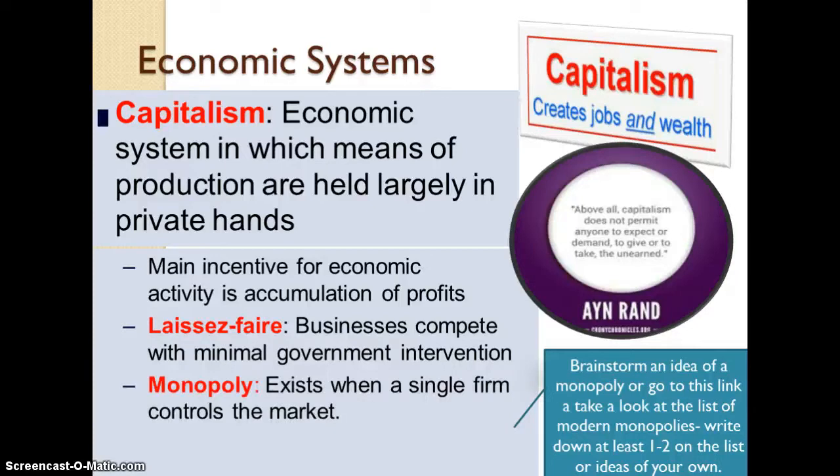Okay, so the reason that capitalist societies establish governmental regulations is to avoid things such as a monopoly. And a monopoly is when a single firm controls the market.